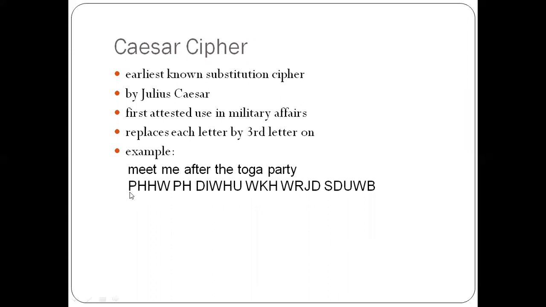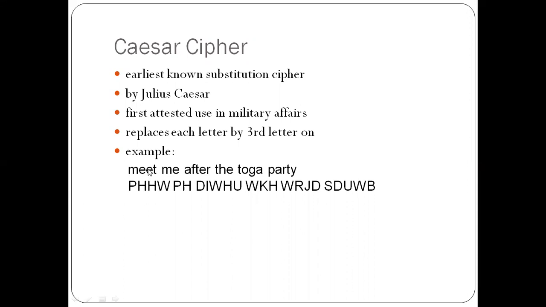Right? अब ये देखो, नीचे जो हमने लिख के रखा है PHHW PH like way SDUWB for party. हम कैसे कर रहे हैं? M, ठीक है? M के बाद था N O P. P is the third letter, है ना? तो मैं M के बदले क्या लिख रहा हूं यहाँ पे? P लिख रहा हूं, ठीक है?